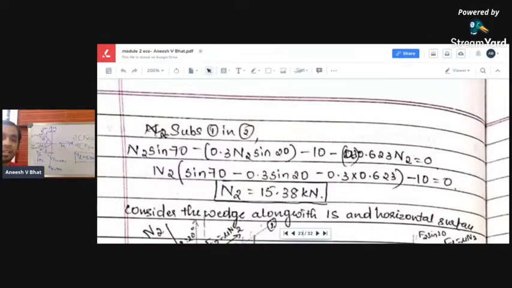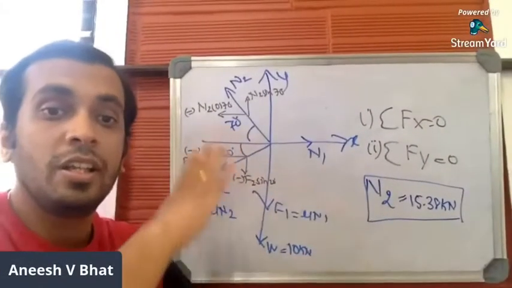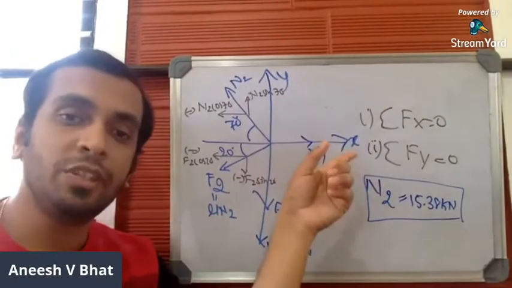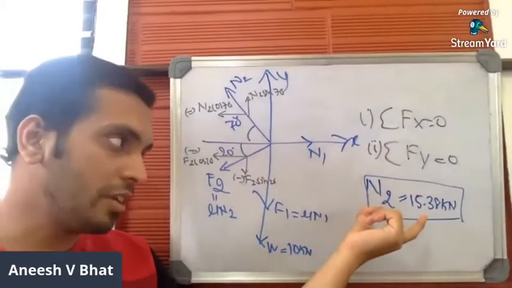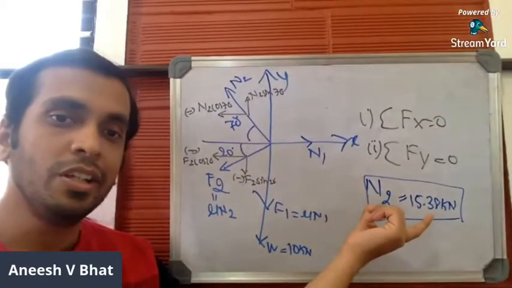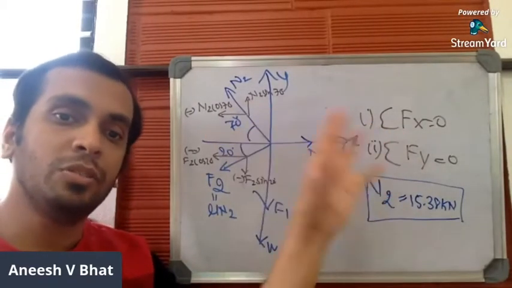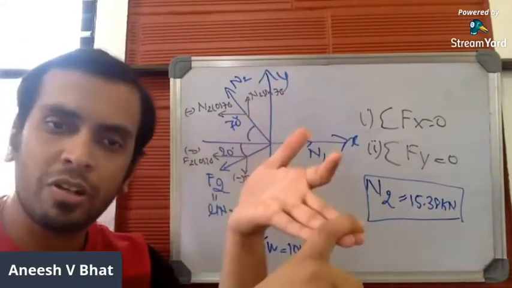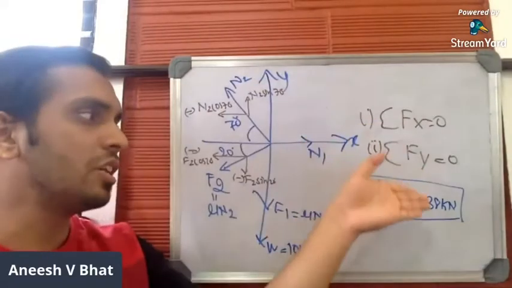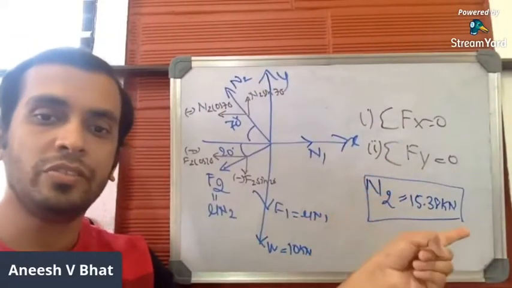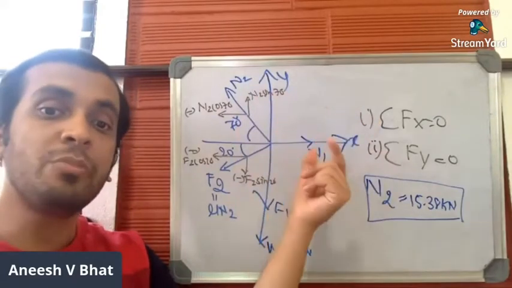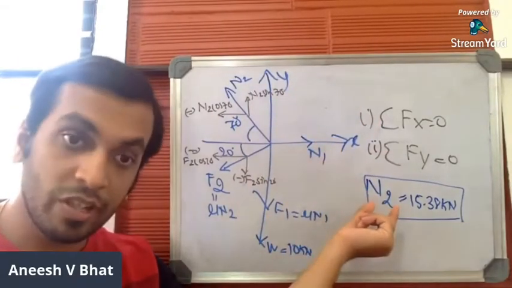So this is all about the calculation part as far as the body is concerned. By applying the conditions of equilibrium, we went through the calculation part and we got the value of N2 as 15.38 kilo. So we are done with step number 2. In step number 2, you have considered the body, marked all the forces, drawn the free body diagram, and applied these two conditions of equilibrium, and you found the value of N2 as 15.38 kilo. The contribution of step number 2 is the value of N2.